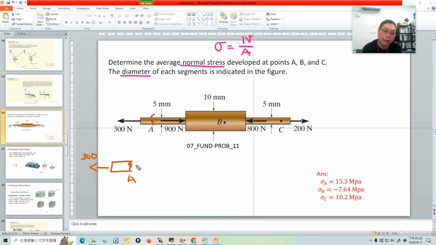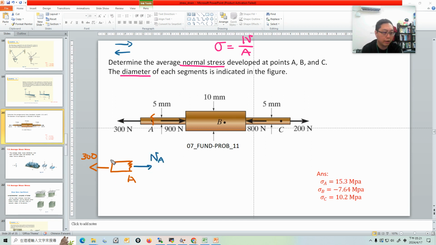So we only consider normal force. In cross-section A, what normal force do we need? Normal force we can assume is tension or compression, but to make your life easier, we just assume everything is tension. In the previous video I said no matter which direction you assume, point to the right or to the left, finally you will have the same answer. So we just assume it points to the right, everything is tension.